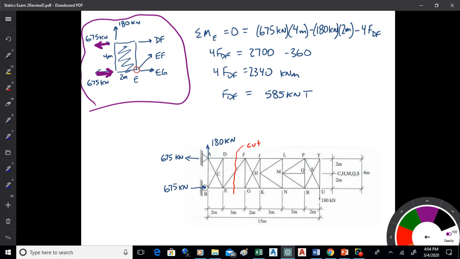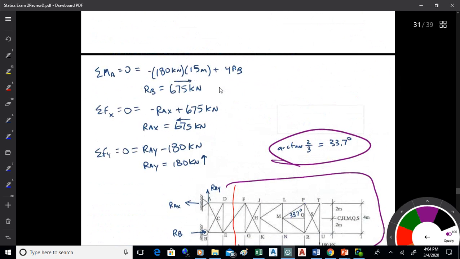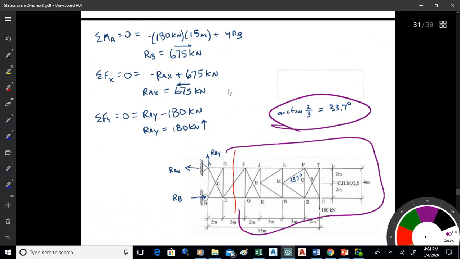I'm sorry, question there? So the 675 goes to the right. Is that wrong? You scroll so I can see how you solve for the 675, the reaction there? What I did, I took a moment. I probably started with a moment about A and solved for RB, and then did a sum of FX and got RA, most likely. There we go. Okay, you good?